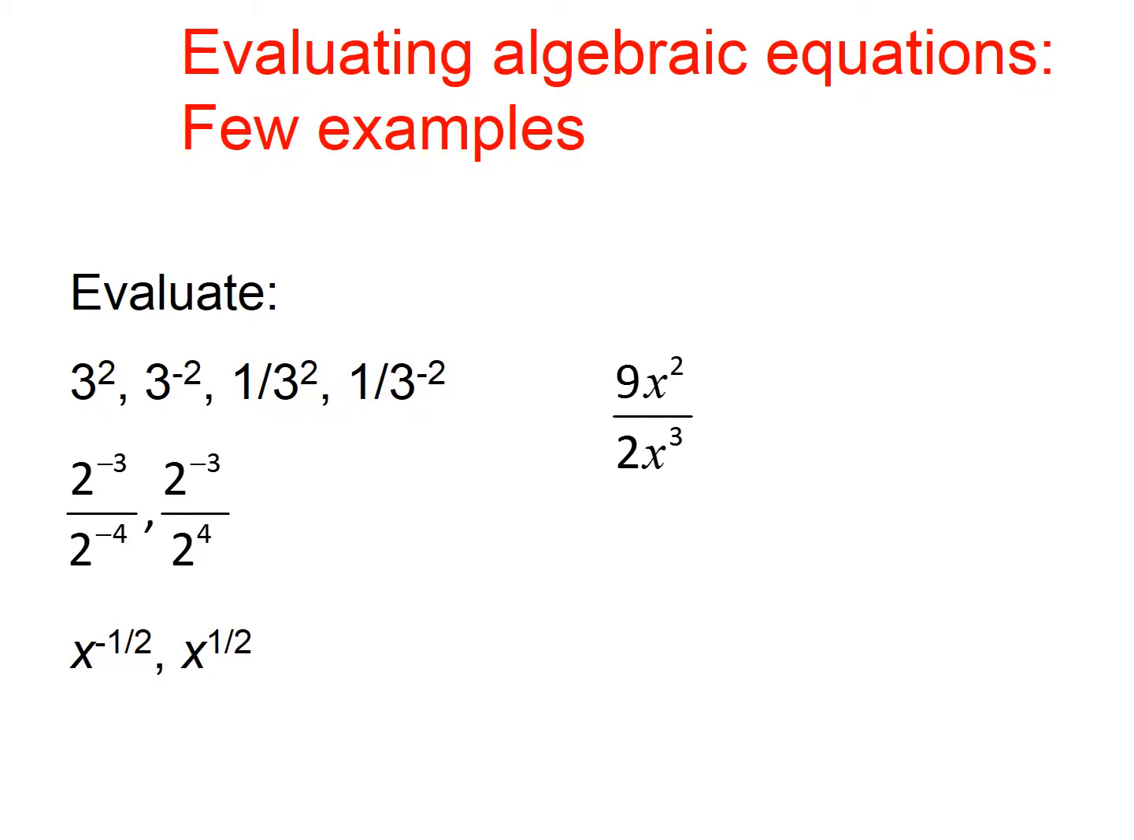What's the answer? What's the simplest way that you can write that out? 9 over 2x. 2x squared divided by x cubed, we cancel out those terms. That's the same as writing x times x over x times x times x. If we cancel those out, we just have 1 over x. So that would be x to the minus 1.